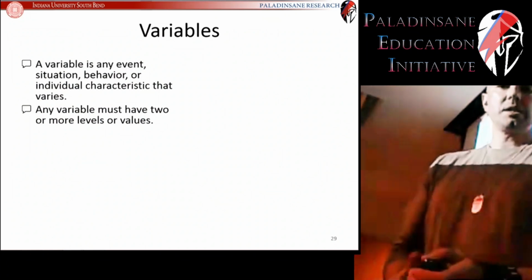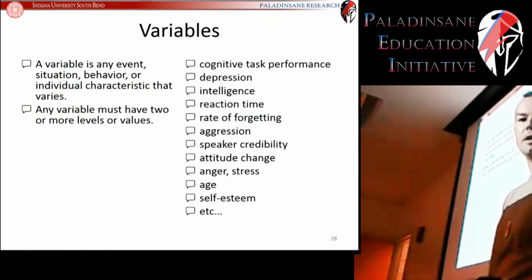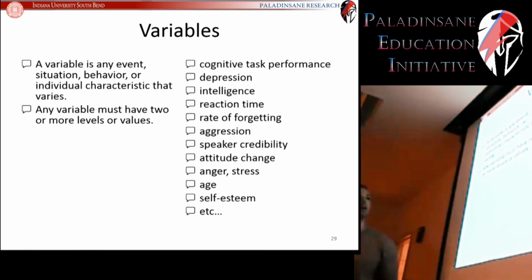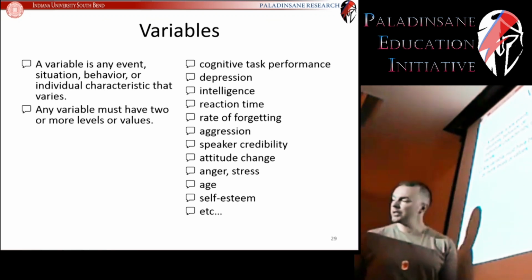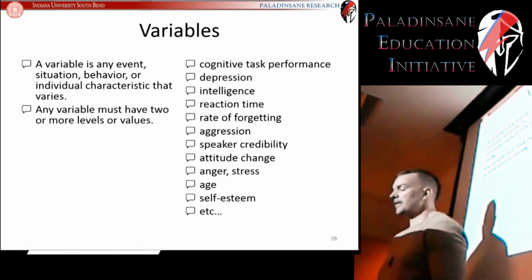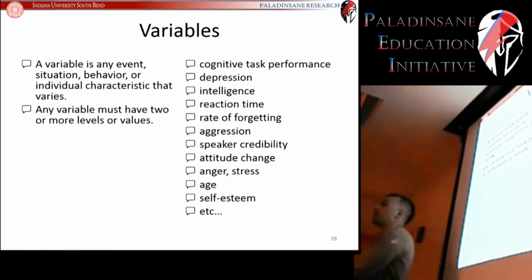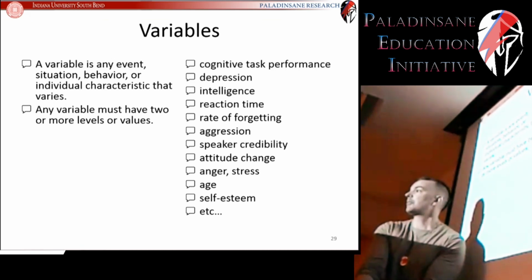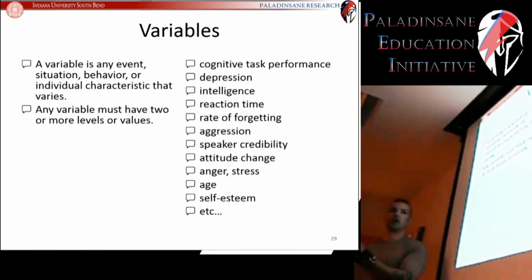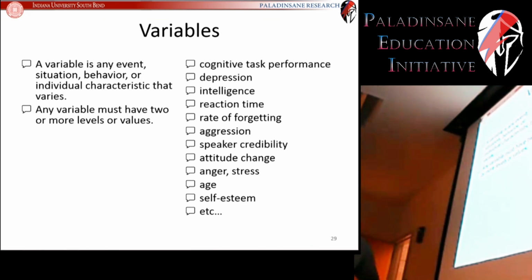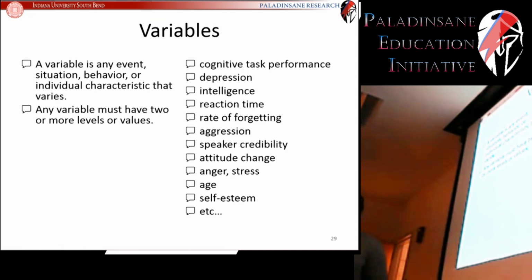All right, so that's the idea of variables. And variables in psychology, things like cognitive task performance. So do you have a fast reaction time, slow reaction time? Can you remember a lot of words? Can you not remember a lot of words? Do you have a high IQ? Do you have a lower IQ? Those are variables. Levels of depression, some people are highly depressed, some people are not.